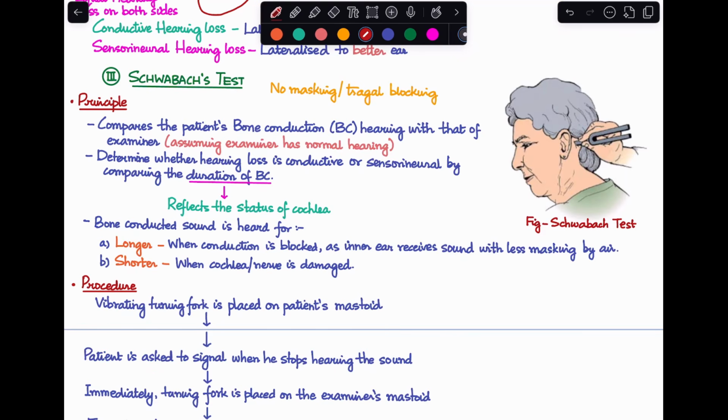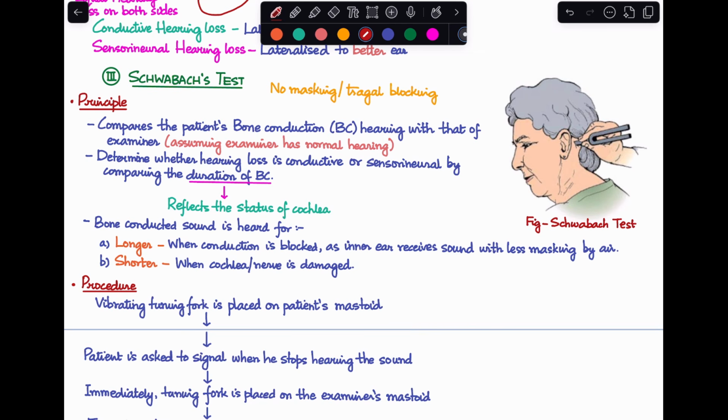Next is Schwabach's test. Now in Schwabach's test, what we are trying to do is, instead of comparing the patient's ears with each other, we will be comparing the patient with the examiner, considering that the examiner's ear is normal.